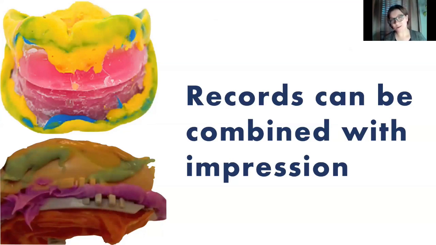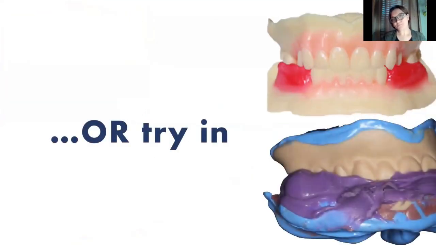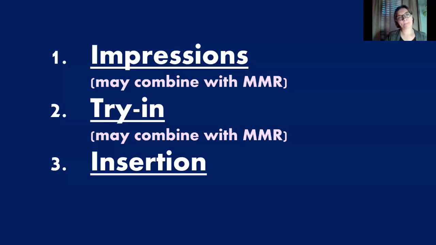Where I went to school, we called it maxillomandibular relations, or MMR. Some people call it JRR, jaw relation records, but it's really taking that relationship between the maxilla and the mandible, the vertical and the horizontal, and combining that step either with the impression appointment or with a try-in appointment. And we'll show you how those work.